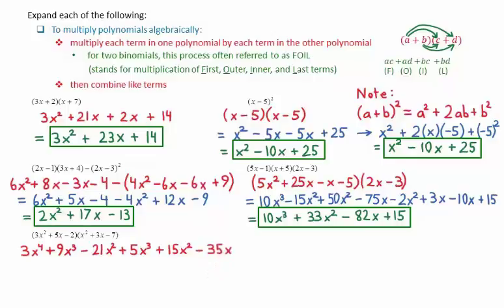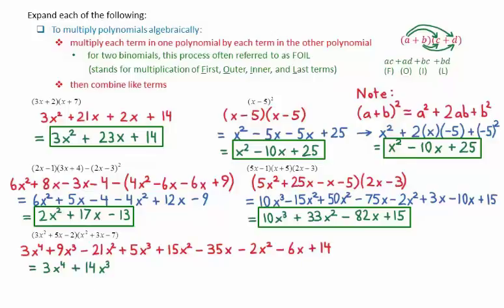And 5x times negative 7 gives negative 35x. Negative 2 times x squared gives negative 2x squared. Negative 2 times 3x gives negative 6x. And negative 2 times negative 7 gives positive 14. We then combine the like terms. There's only one term with an x raised to the 4, 3x to the 4. 9x cubed plus 5x cubed gives 14x cubed.